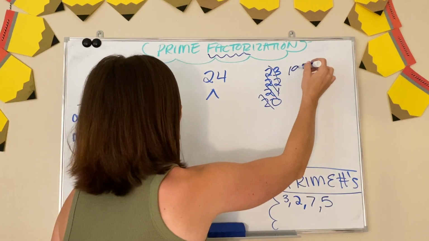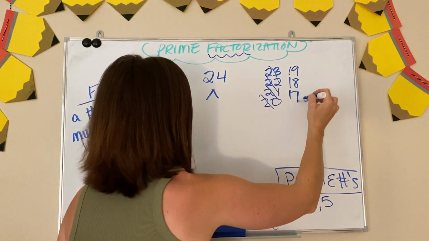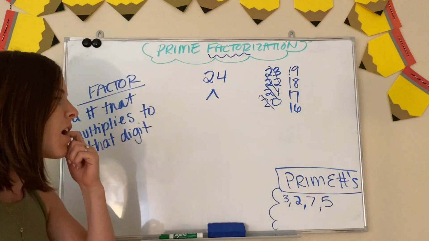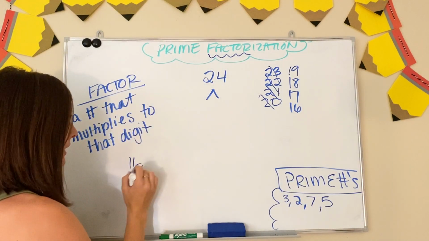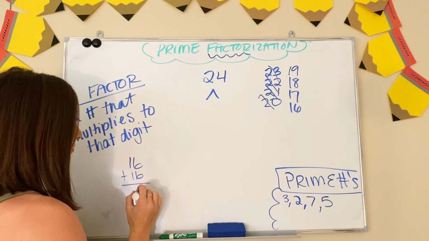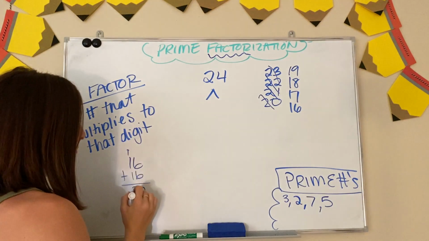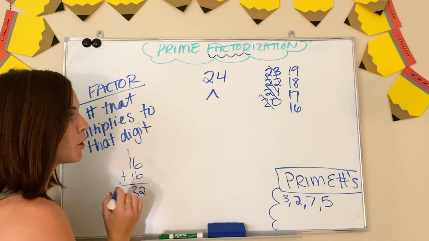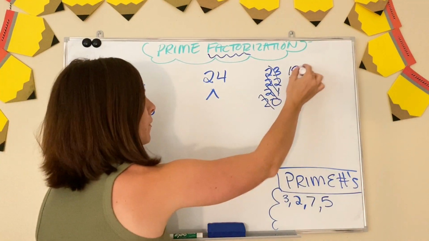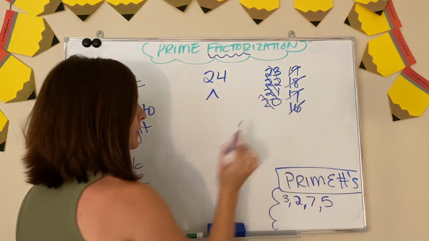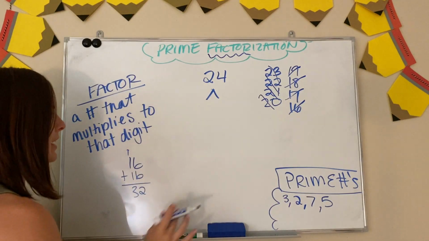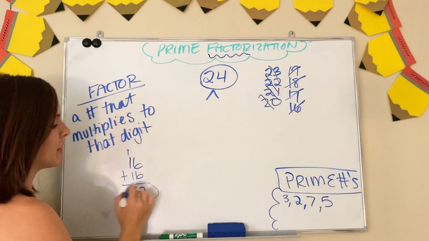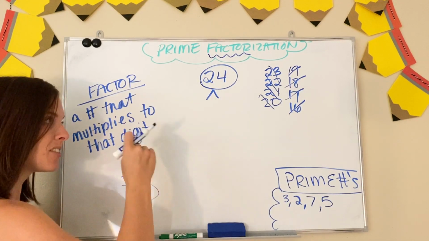20, 19, 18, 17, 16. What is 16 plus 16? Oh, nope, it's 32. But see, I double checked just in case. But notice how close we are. So I knew that I needed to go down. I checked with 16 to see where I'm at because my goal is to hit 24. 16 times 2 is 32. So I'm a little bit closer, but I still need to go down.